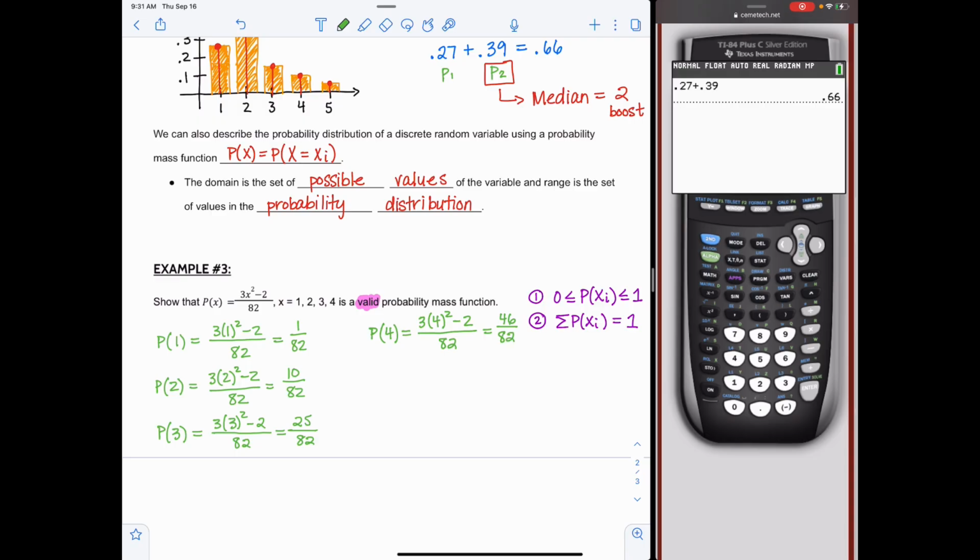So as we can see here, condition number 1 is met. All of my probabilities are between 0 and 1. And then if I add up all of my probabilities, I should get 1. So if I do 1 plus 10, that's 11, plus 25, plus 46, and I would get 82 over 82. So yes, this is a valid probability mass function. Okay, so it is valid.